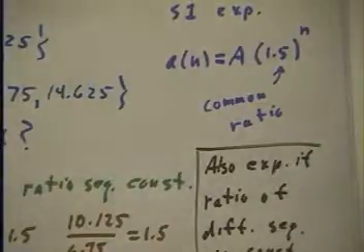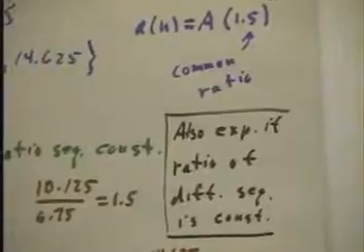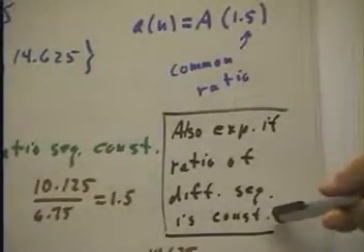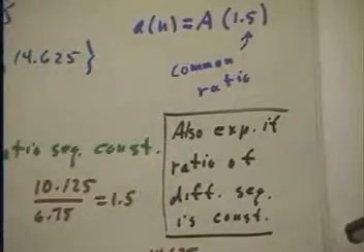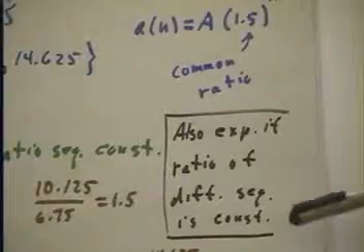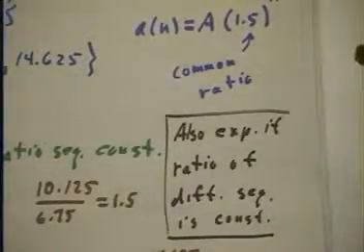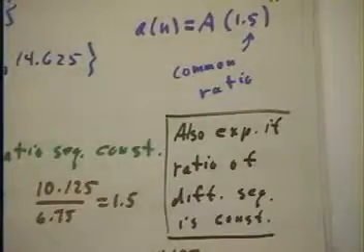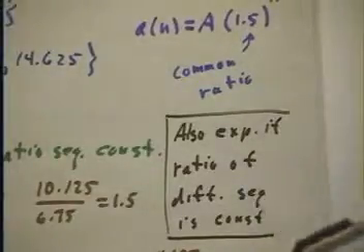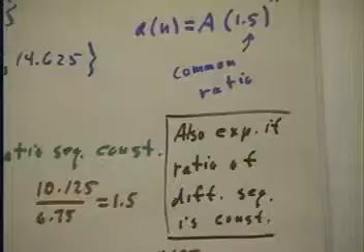We also note that a sequence is exponential if the ratio of the difference sequence is constant. So if we have a sequence and take its difference sequence and then calculate the ratios and they come out constant or very nearly so, we conclude that that sequence is exponential.